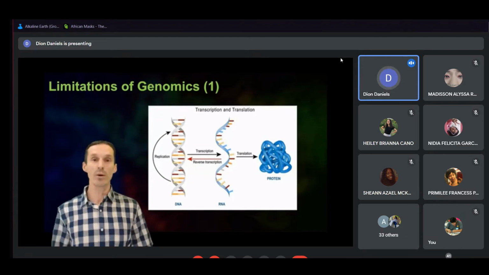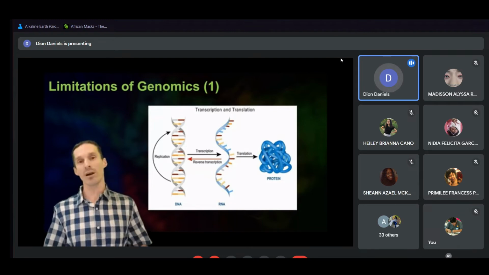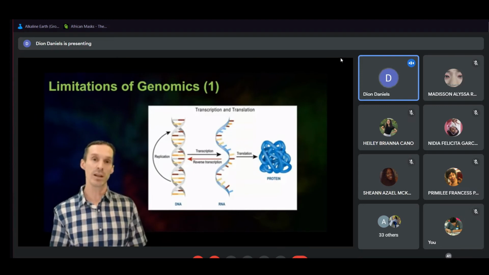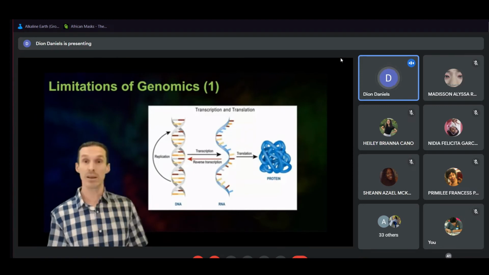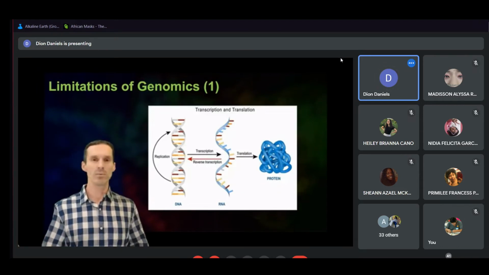Why don't we just focus on the DNA and then we'll have our answer from there? Well, unfortunately, there are a few very critical questions that we're lacking when it comes to DNA sequencing. A good example is right here. If DNA codes for RNA, which codes for protein, what's the connection?